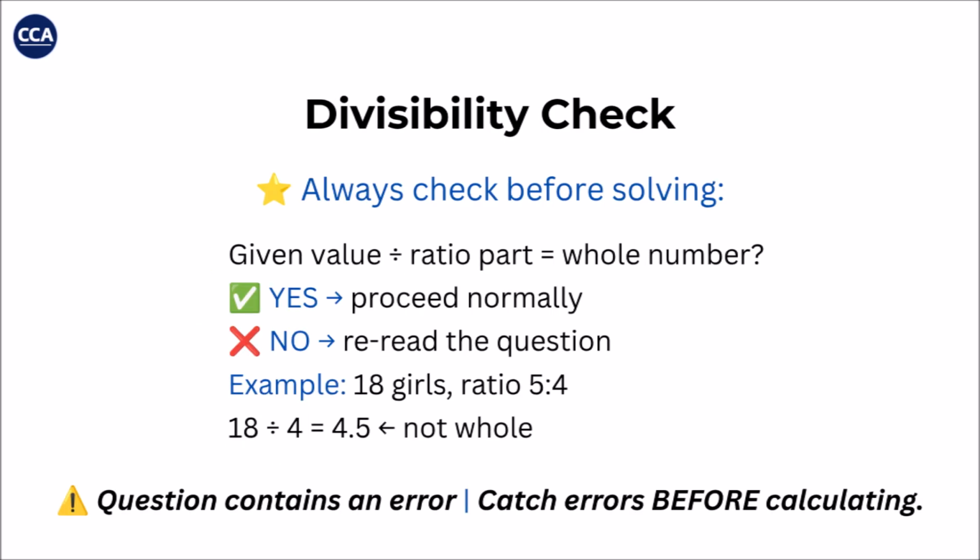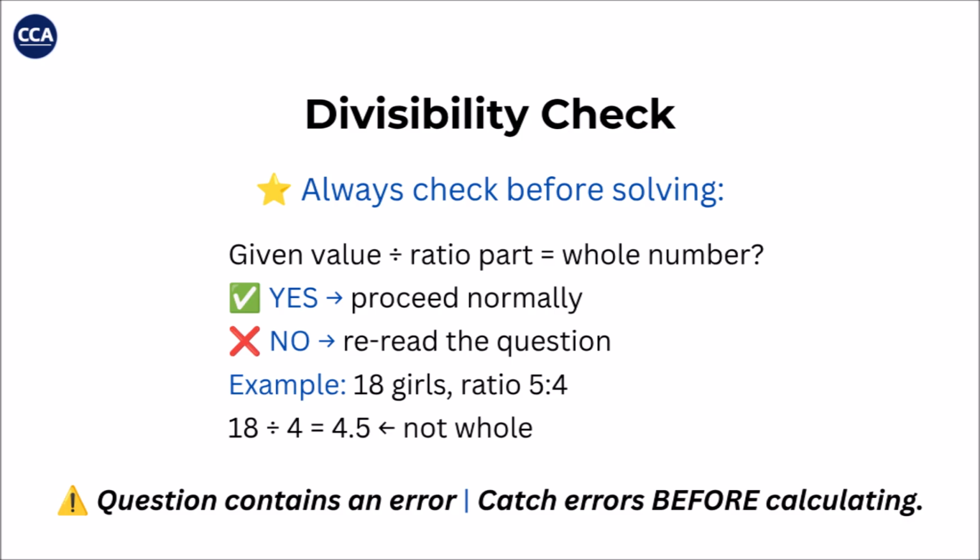Let me address what just happened with question 4. The original version gave 18 girls with a 5 to 4 ratio, which produces a non-whole number of boys. This is actually a valuable lesson. Before solving any ratio word problem, always check that the given value divides cleanly by its ratio part. Here, girls were 4 parts. 18 divided by 4 equals 4.5, not a whole number. That signals the question has an error before you even start calculating.